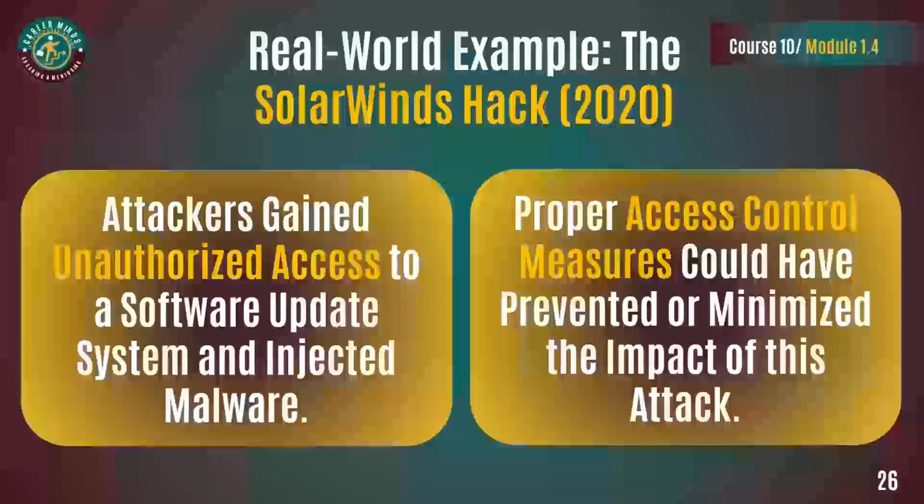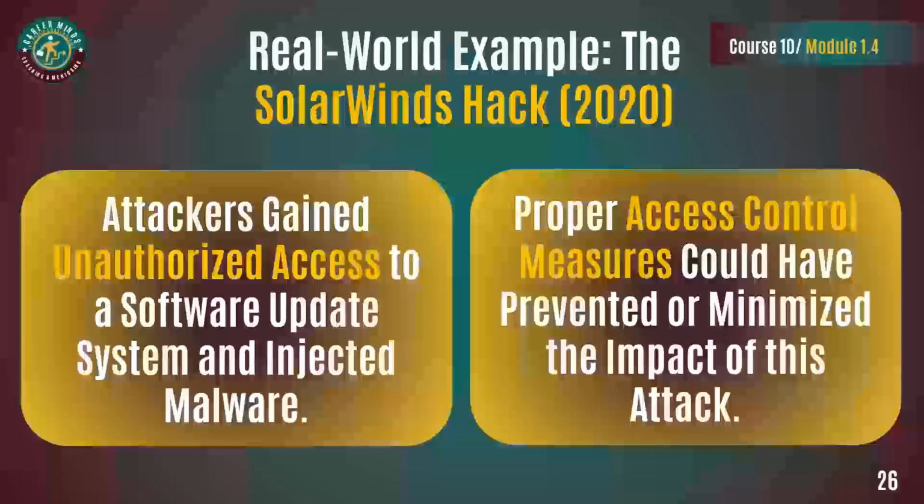Hackers infiltrated SolarWinds' Orion software update platform, and they used it to distribute malware to thousands of customers, including US government agencies. Here is the kicker. Once inside, attackers moved laterally across networks with high-level privileges. The access controls in place were not granular or not strict enough to stop them.